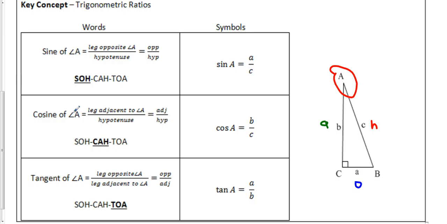The cosine of A is adjacent over hypotenuse, so this side b over c. And the tangent of A is opposite over adjacent, so O over A, or side a over side b.